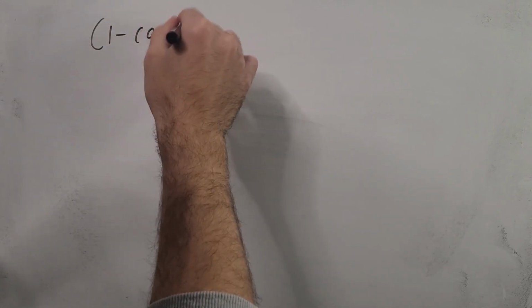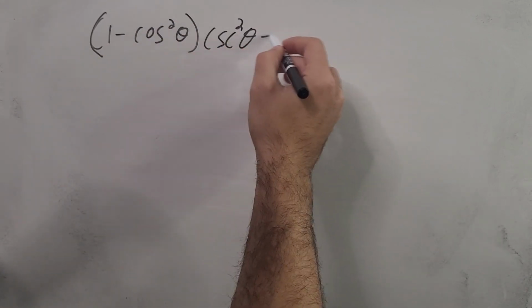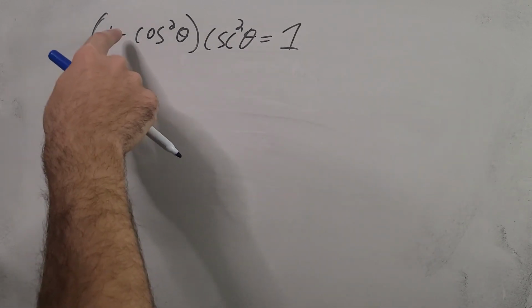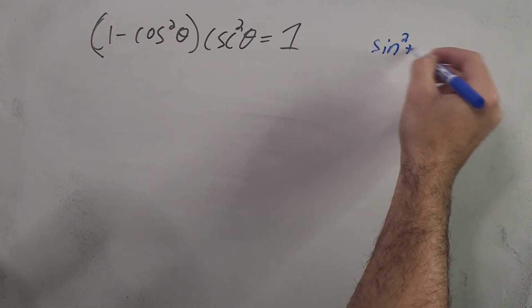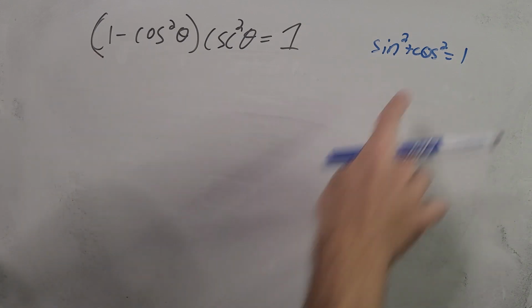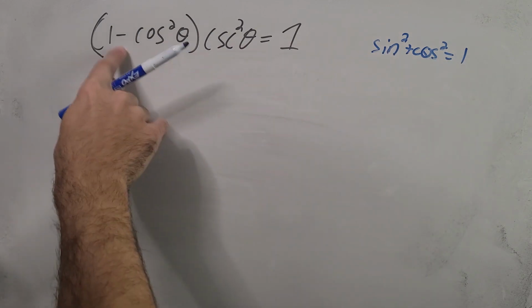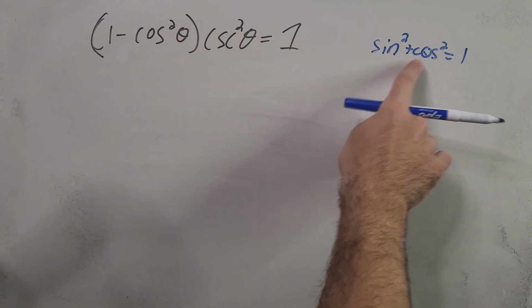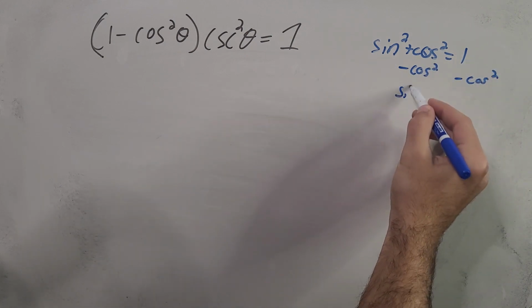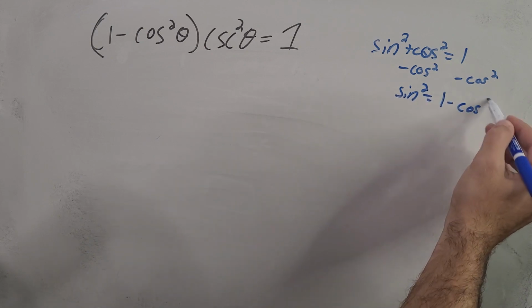Let's jump into the other more advanced properties, the identities. Let's do 1 minus cosine squared, and these are parentheses. Put those in parentheses, and then times cosecant squared equals 1. I'm going to reference the identity that said sine squared plus cosine squared equals 1. Is that what I have here? Not necessarily, but I could rearrange this identity to match what they have here. I can, for example, subtract cosine squared from both sides. You are allowed to do that. That gives you sine squared equals 1 minus cosine squared.